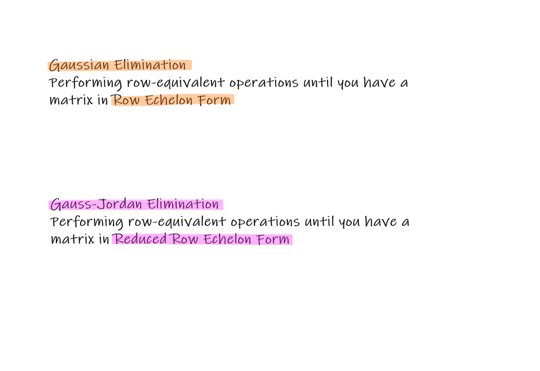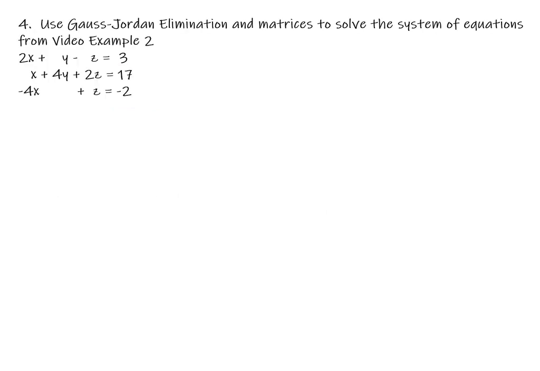Make sure you know the difference between row echelon form and reduced row echelon form, and the difference between Gaussian elimination and Gauss-Jordan elimination. Question number 4 should help us see the difference between Gaussian elimination and Gauss-Jordan elimination. It asks us to redo the question that we did in number 2, but now using Gauss-Jordan elimination. Let's recall our answer from the previous time we did it.